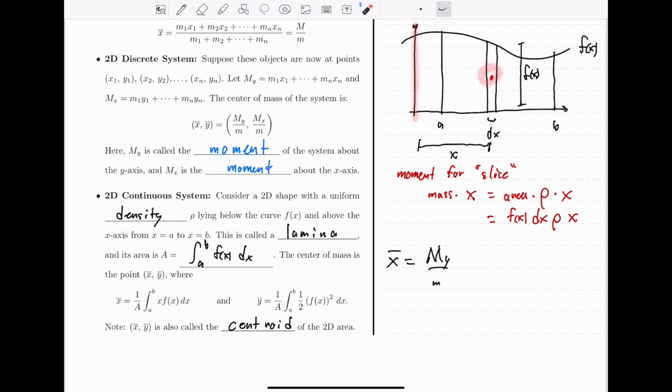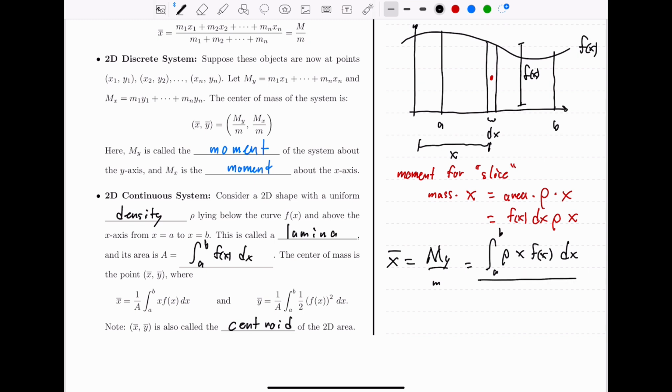In order to find the moment of the entire system about the y-axis, we will add up all of the moments. And instead of having a discrete sum, we integrate to add up all of these individual moments. So we could write m sub y as the integral of this expression here. So we integrate rho times x times f of x, integrating with respect to x from a to b.